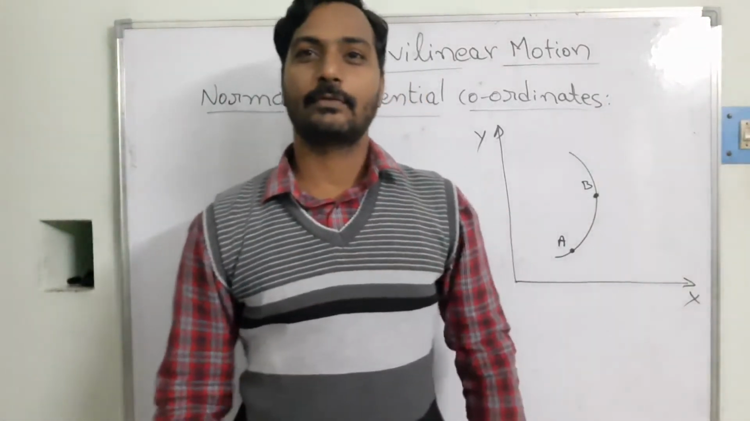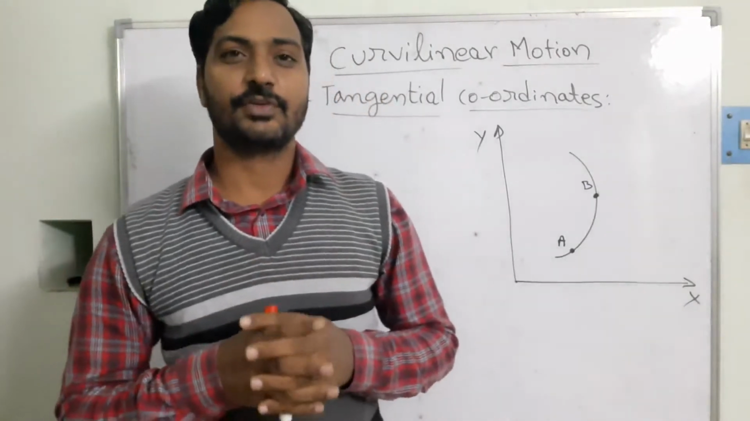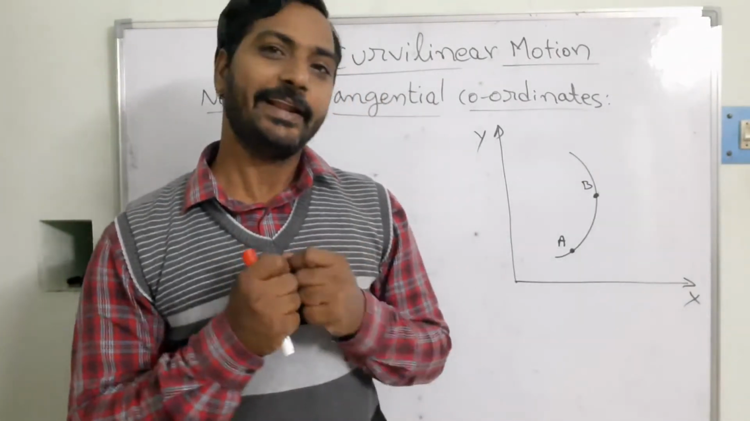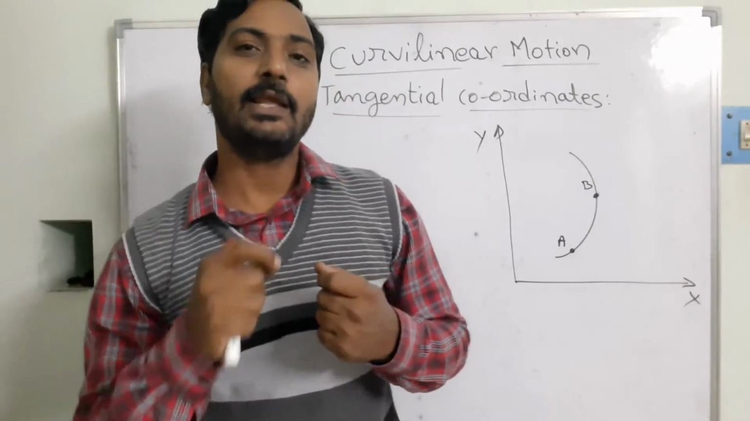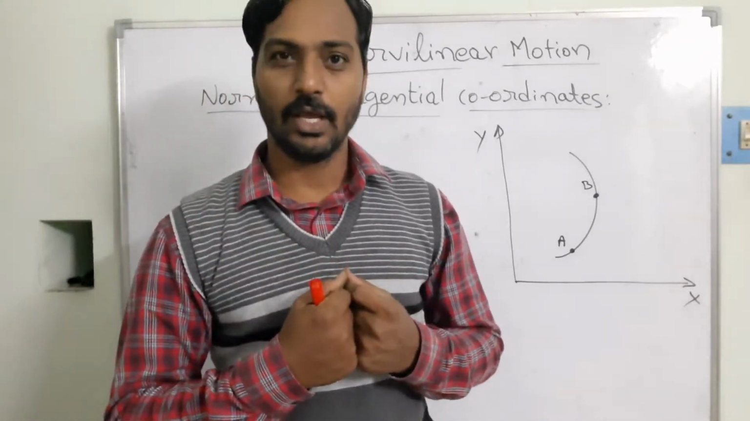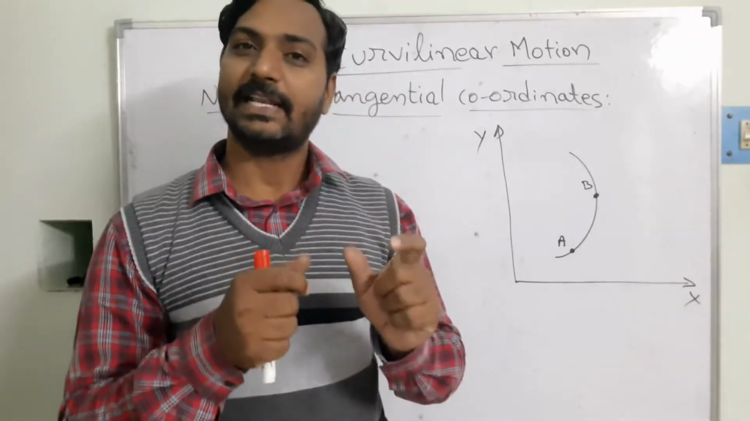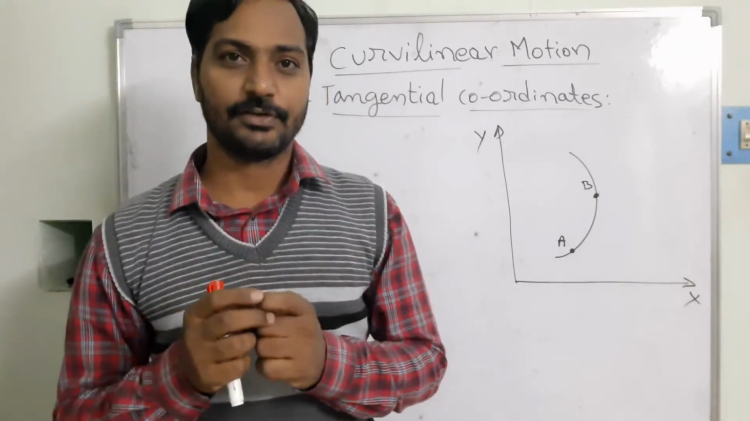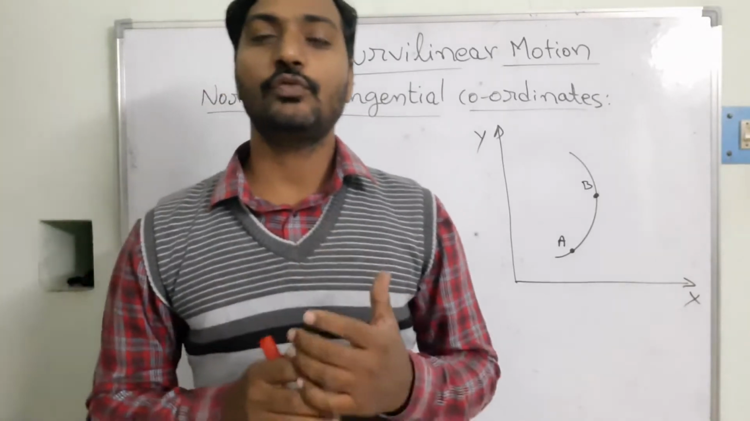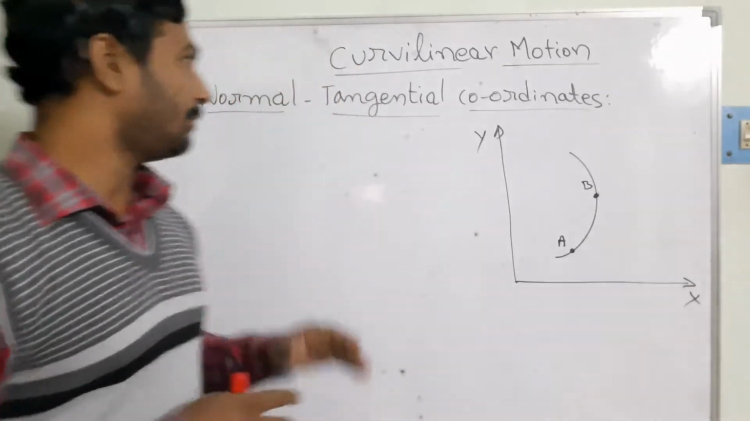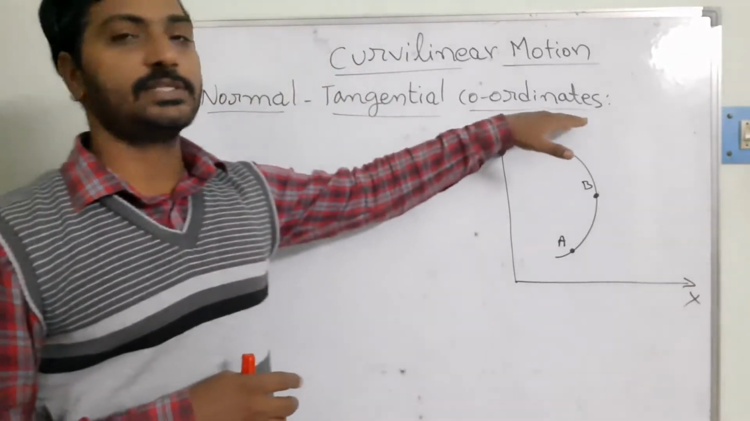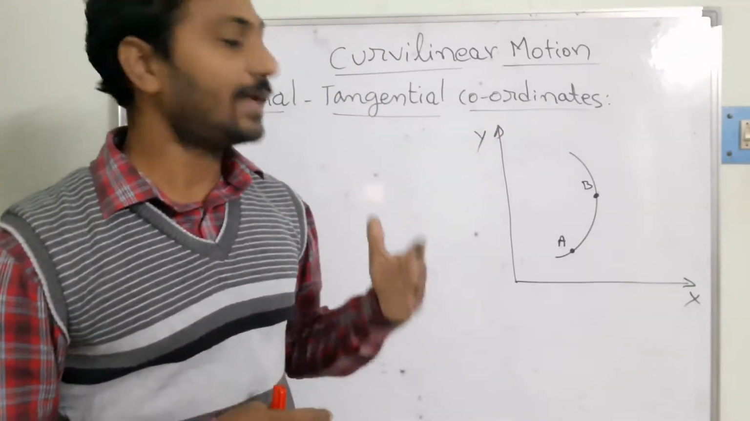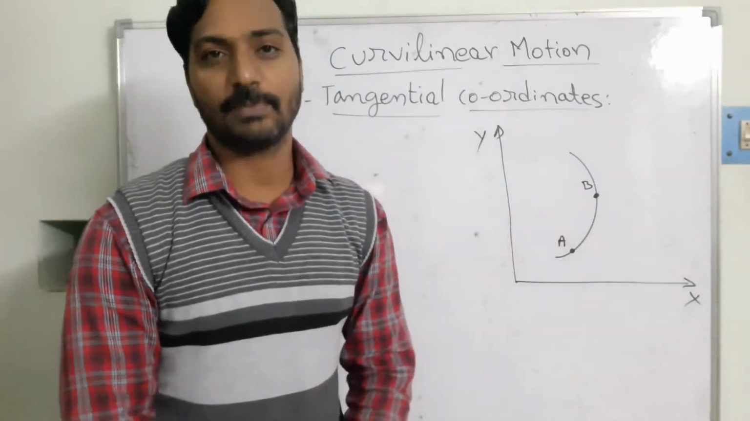Hello there. In the last video session we have seen that by using the rectangular coordinate system, when the particle is moving in a curvilinear motion, we have found out the resultant velocity as well as the acceleration. Now I am going to be using another coordinate system, a normal and tangential coordinate system, to find out the velocity as well as the acceleration of these particles.